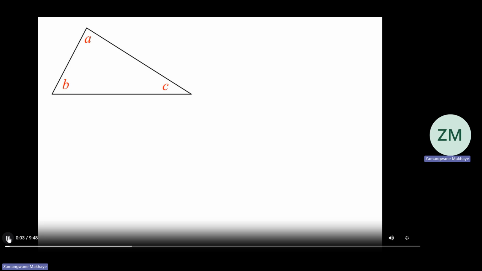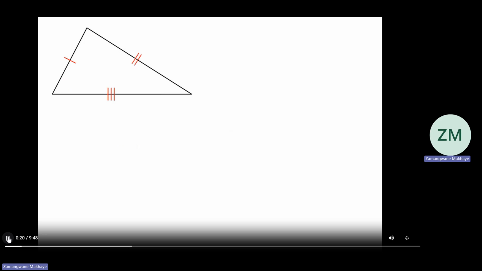Do you remember what is special about the interior angles of a triangle? They always add up to 180 degrees. And whenever you use this fact, you need to give the following reason.